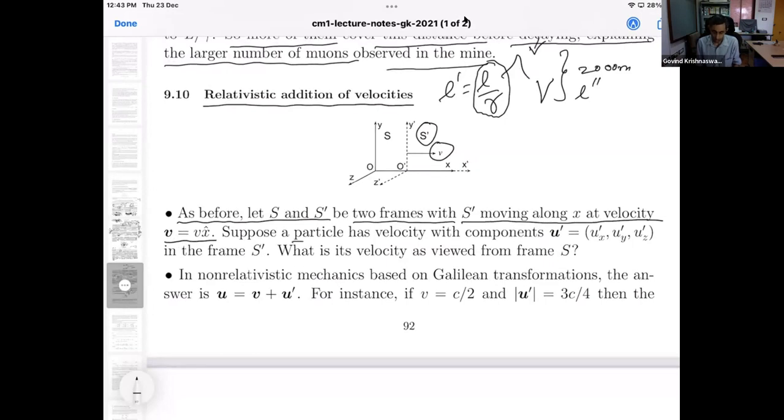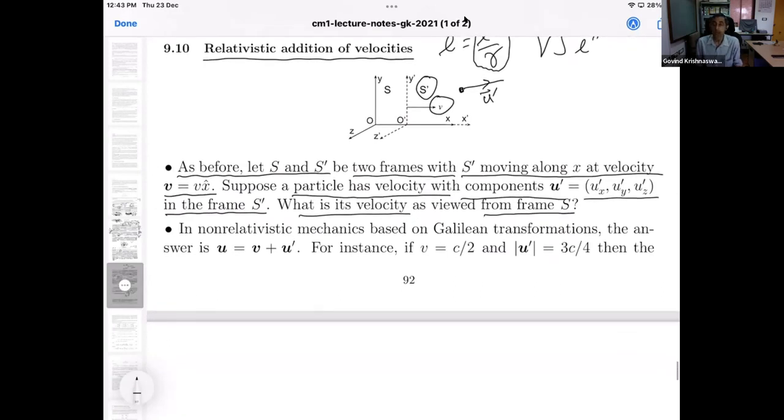Now, suppose a particle has a velocity with components u prime x, u prime y, u prime z, as determined by the observer in frame S prime. So a particle is moving, it has a velocity u prime relative to S prime. One wants to know what is its velocity as measured by an observer in S, if its velocity is u prime in S prime.